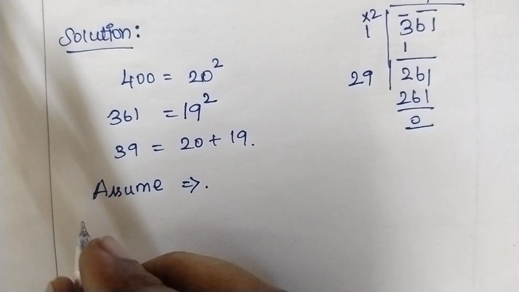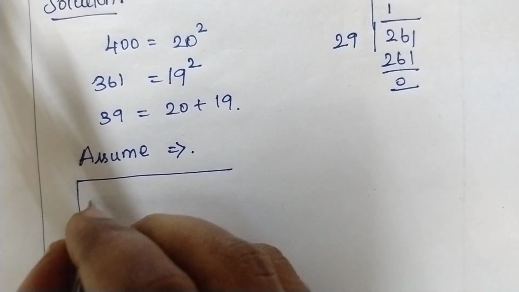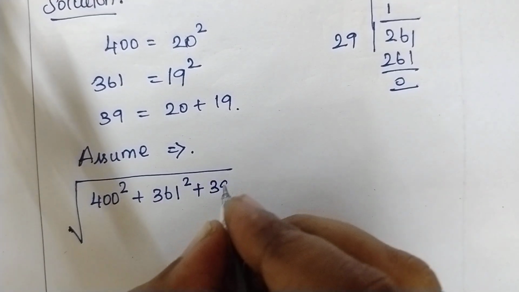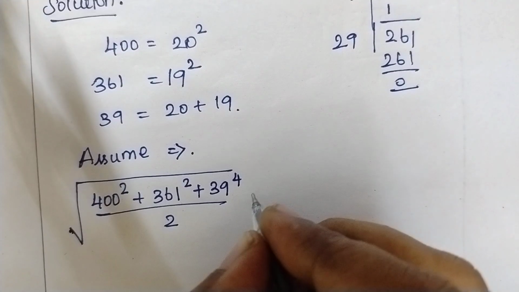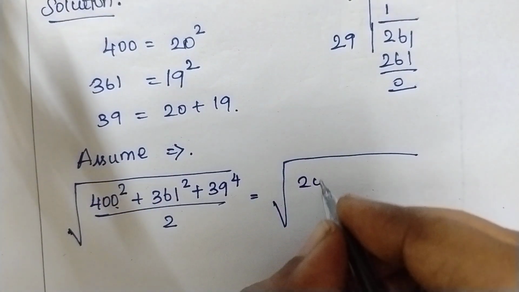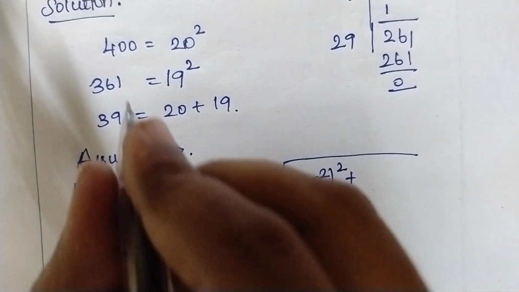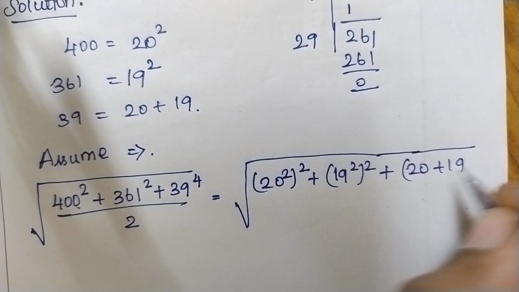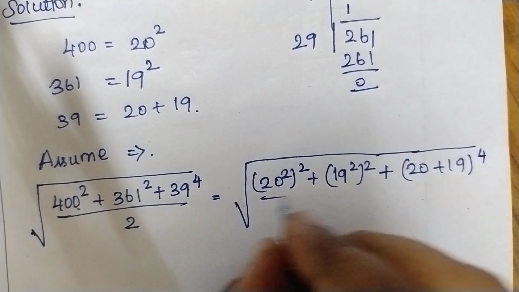So therefore the question is root of 400 square plus 361 square plus 39 power 4 by 2, which is equal to the square root of 400 is 20 square. So 20 square the whole square plus 361 is 19 square. So 19 square the whole square plus this 39 can also be written as 20 plus 19. So 20 plus 19 the whole power 4 by 2.